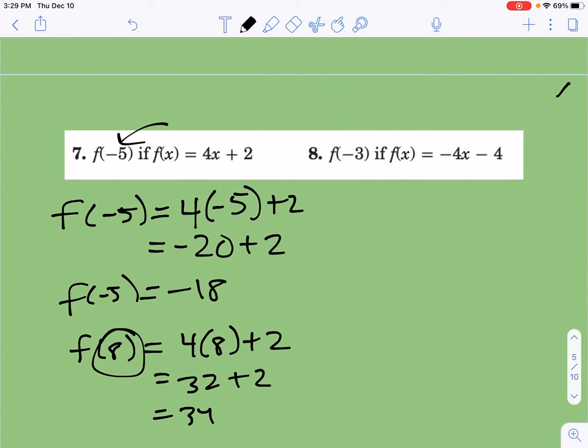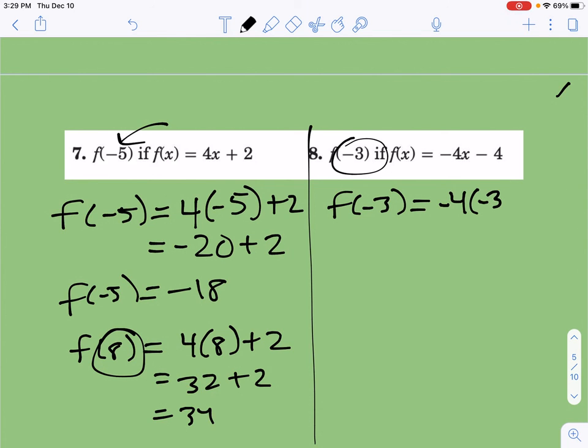All right, and then last problem here, let's try problem 8. So f of negative 3, and I'm going to start writing this equation out, except where I see x, I'm going to put this number in. I'm going to put negative 3 in, and minus 4. And so then it's just a matter of computing it. So negative 4 times negative 3 is positive 12 minus 4, which is 8.